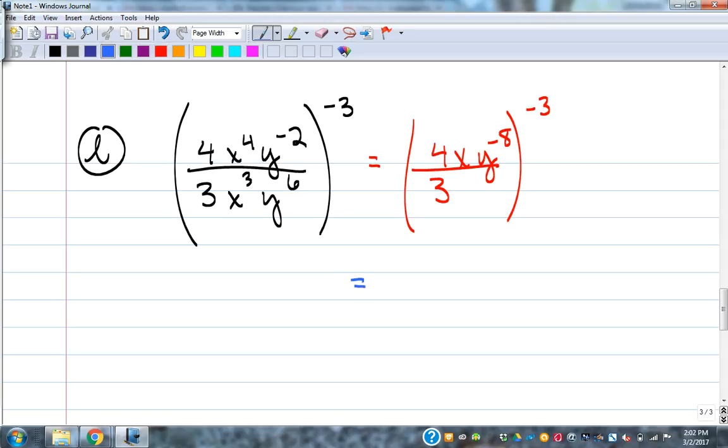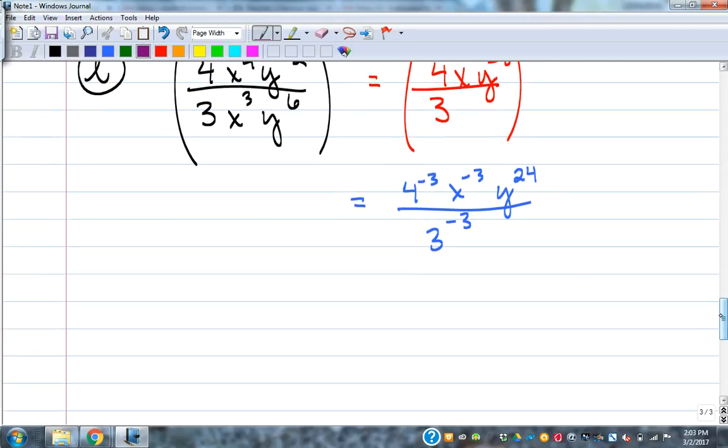Who gets the negative 3 exponent? Everybody. So 4 to the negative 3, x to the negative 3, y to the positive 24, and then 3 to the negative 3. Move the negative, folks. So what stays on the top? Y to the 24th doesn't move. 3 cubed comes up there. 4 cubed goes to the bottom. X cubed goes to the bottom.